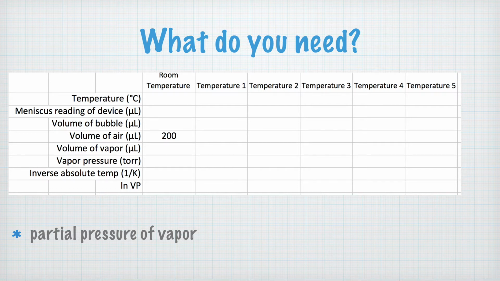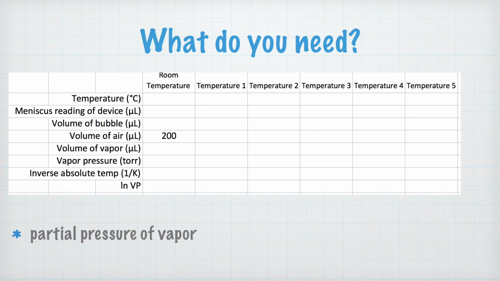So we want to basically fill out the rest of this table. Well, that first row, the temperature, that's pretty straightforward. Meniscus readings, we can do that as well. So what we need to get then is the volume of the bubble at each of these different temperatures, the volume of the air, and then the volume of the vapor. Once we know the volume of the vapor, then we can get the partial pressure of the vapor, which is what we need then for the graph.